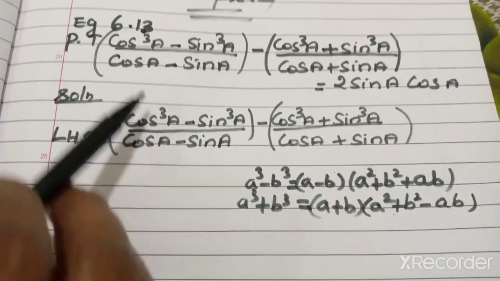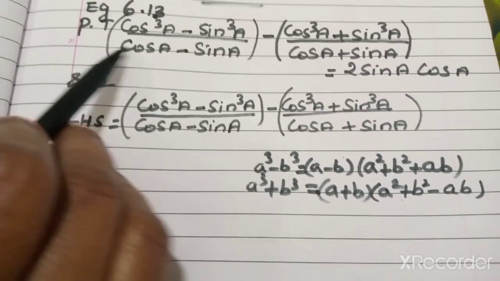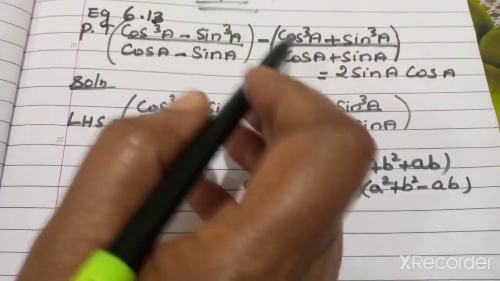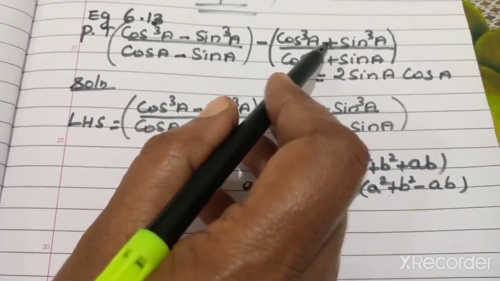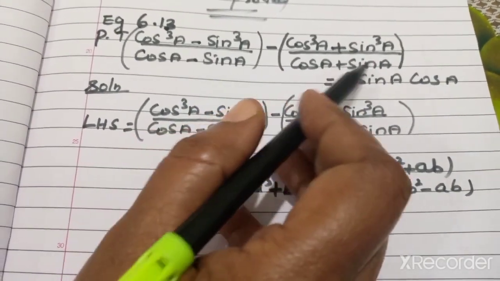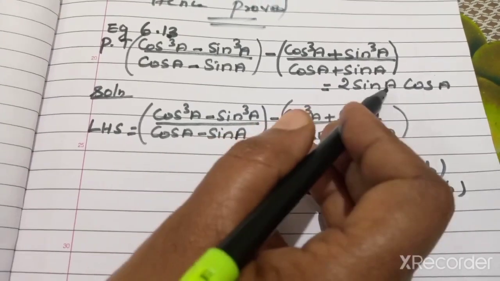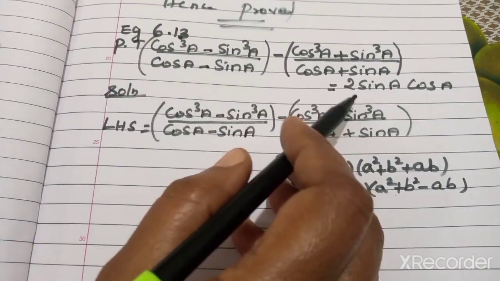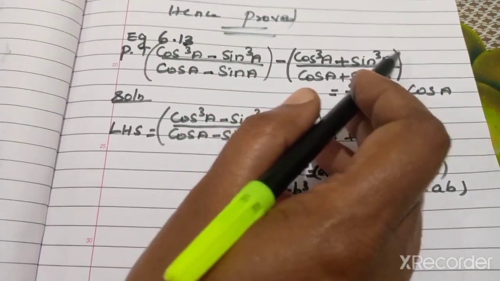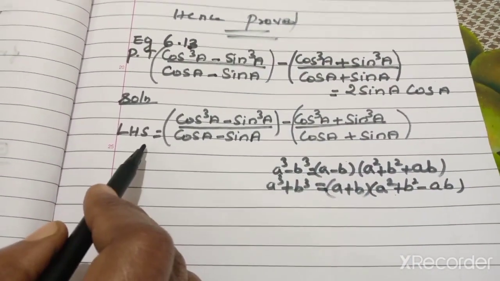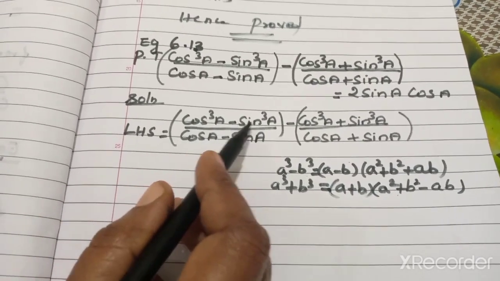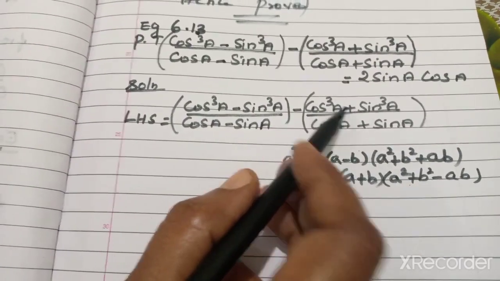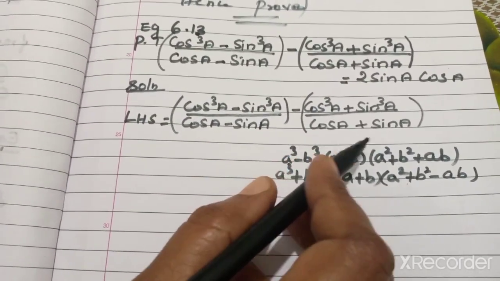Next, let us do the example 6.13. Prove that (cos cube A minus sin cube A) by (cos A minus sin A) minus (cos cube A plus sin cube A) by (cos A plus sin A) is equal to 2 sin A cos A. Okay, let us take the LHS side to prove. Any one side you can take, that is your wish. Better we take the LHS side. LHS equals (cos cube A minus sin cube A) by (cos A minus sin A) minus (cos cube A plus sin cube A) by (cos A plus sin A).